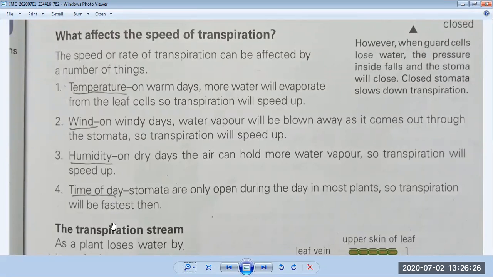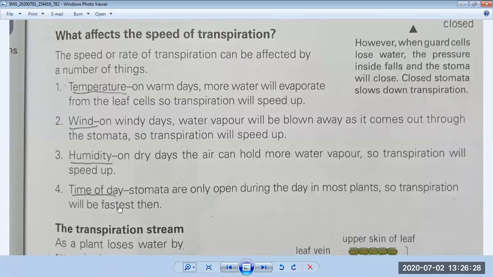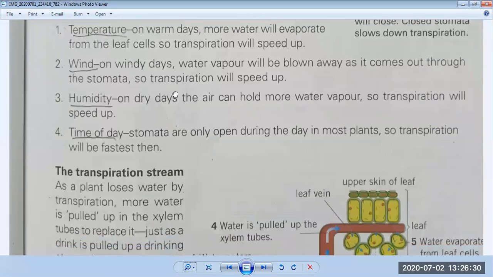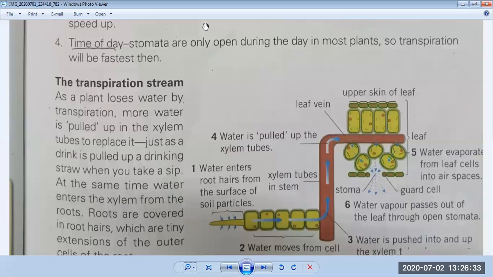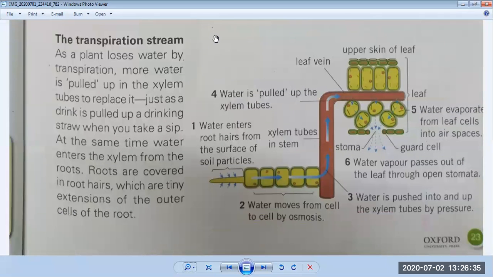Now we will understand this concept with the help of the transpiration stream. This diagram is given on page number 23 in your book. I will explain with the help of the diagram. Number one, water enters root hairs from the surface of soil particles. Yes, we have discussed in our previous lectures that every plant has roots inside the soil, and every root is further divided into root hairs. You can see in the diagram these are the root hairs.